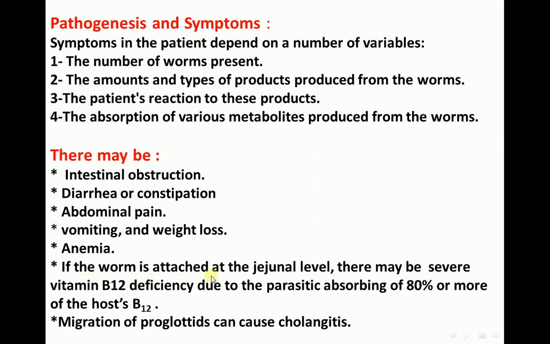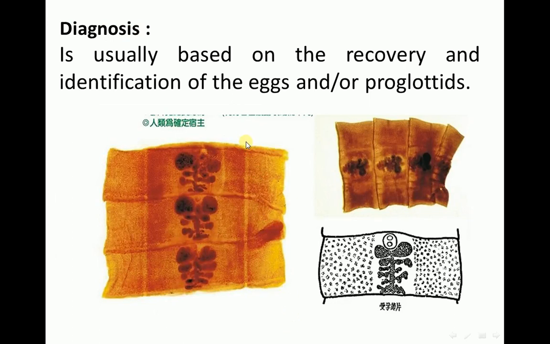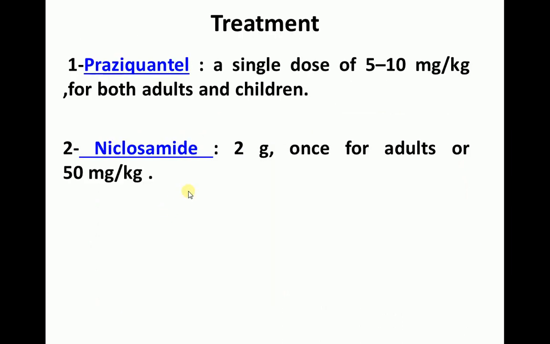If the worm is attached at the jejunal level, there may be severe vitamin B12 deficiency due to the parasite absorbing about 80% or more of the host's B12. Migration of proglottids can cause cholangitis, inflammation of the bile ducts. Diagnosis is by detecting gravid segments or ova in the stool. Treatment is by using praziquantel, a single dose of 5 to 10 milligrams per kilogram for both adults and children, or by using niclosamide in a dose of 2 grams once for adults or 50 milligrams per kilogram.